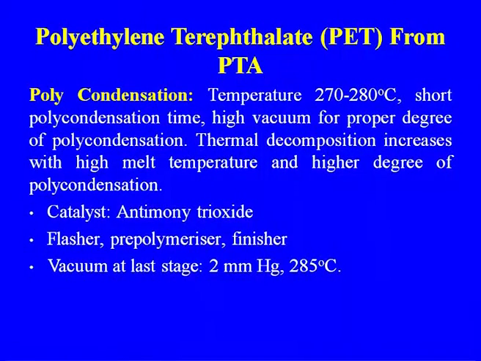As I told you, there are two steps involved in the case of polyester: one is polycondensation, and the other is the spinning process after you get the polymer. These are the catalysts being used: antimony dioxide, then flasher, pre-polymerizer, finisher, vacuum. This is the reaction, and this is the operating condition: the vacuum at the last stage is 2 mm Hg, and the temperature is around 285 degrees centigrade.